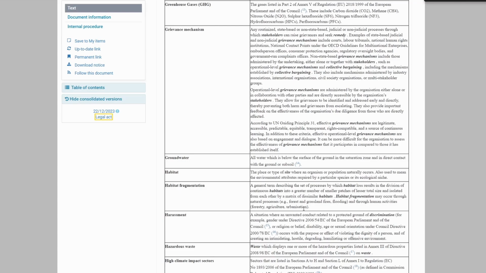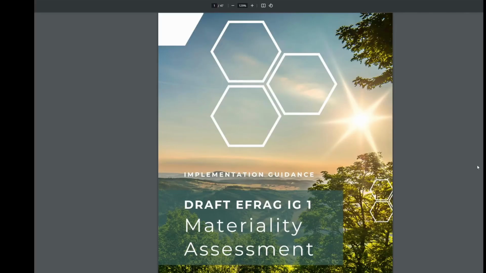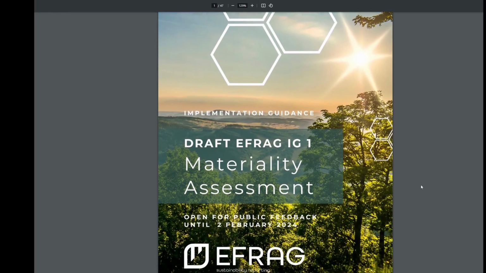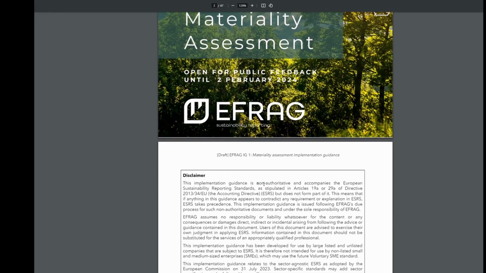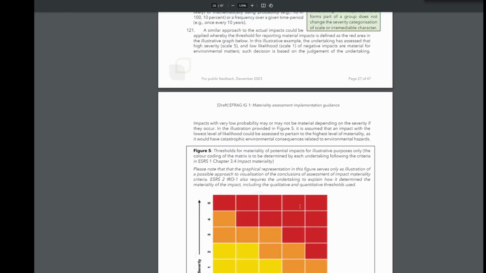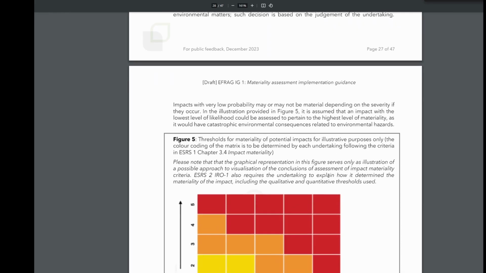We'll consult now some of the guidance documents as well. This document here, IG1, is the Materiality Assessment Implementation Guidance. This came out in 2024 in February by EFRAG. Now, this is not authoritative. So the only authoritative document is the standard itself. This is non-authoritative guidance, but it is certainly very helpful. So let's once again type the word matrix. And here we do have a matrix mentioned. It is mentioned once in the entire guidance.